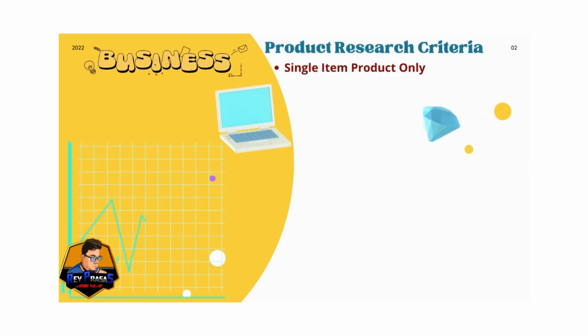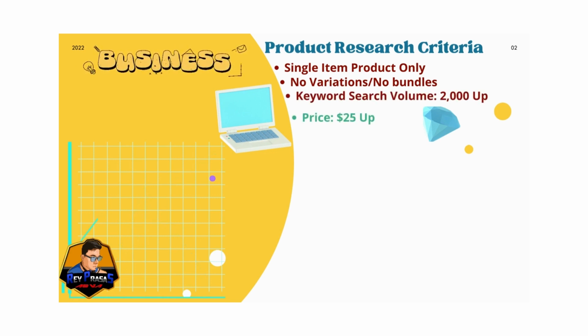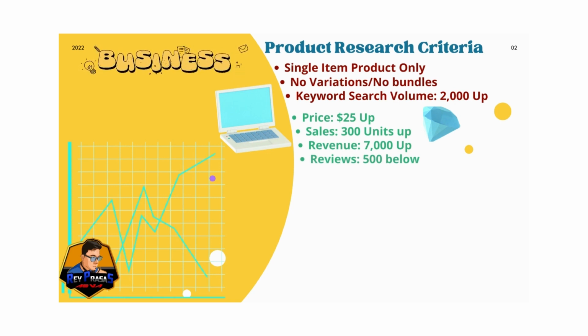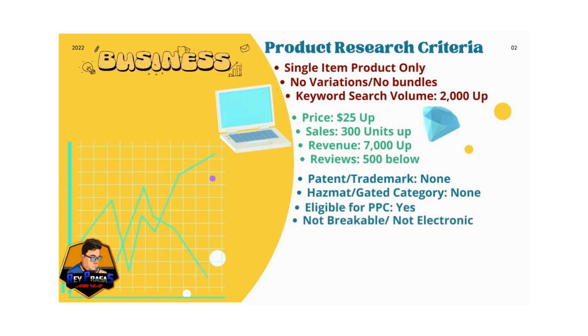Like, single item product, no variations or bundles, keyword search volume minimum of 2,000. Price is $25 and up, sales are 300 units minimum, revenue is $7,000, and reviews are less than 500. No patent or trademark, no hazmat or gated category. Can be advertised in PPC, not breakable, and not electronic.